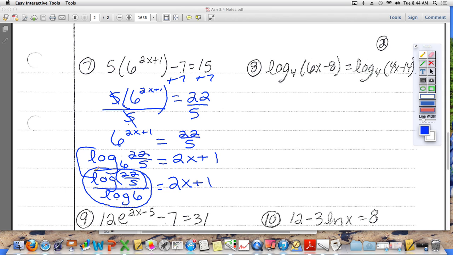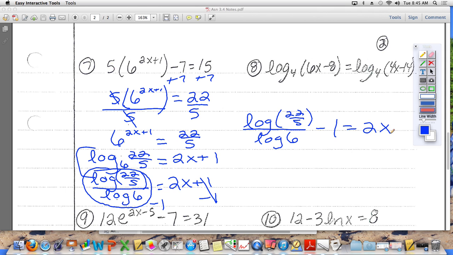How do you solve for x over on the right-hand side of this? Subtract 1. All right, so you subtract 1 from the right, you subtract 1 from the left. So you have the log of 22 fifths divided by the log of 6 minus 1 is equal to 2x. Divided by 2. Yeah, so now we're going to take this and divide it by 2. I was doing it right. So my suggestion when you're working on this, since it's a long one, is do this. Do the log of 22 fifths divided by the log of 6.